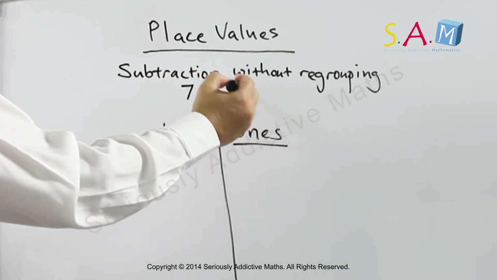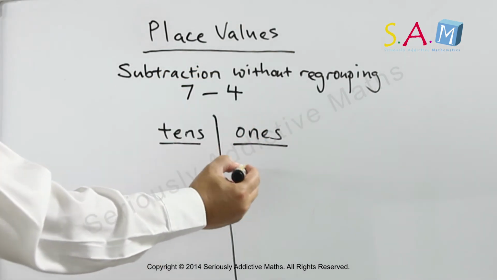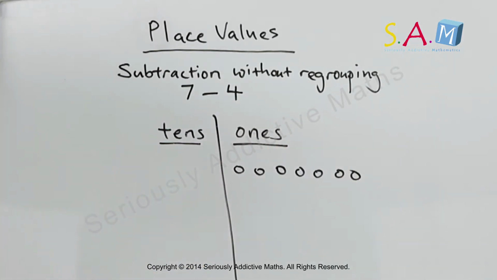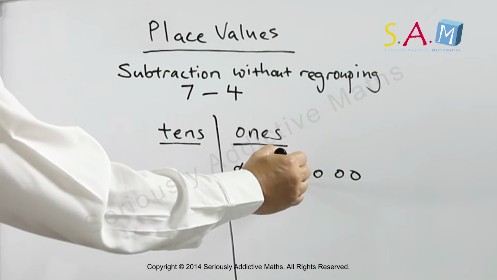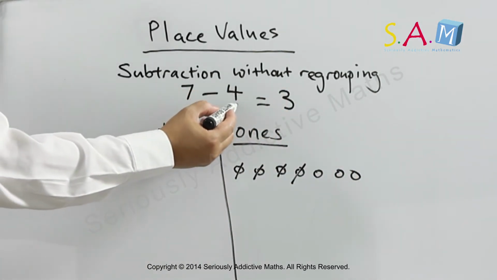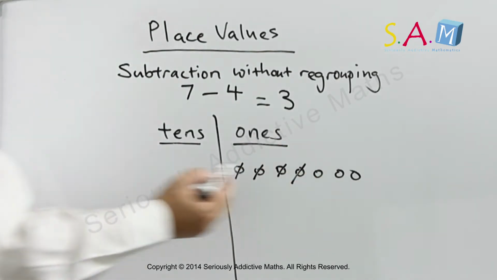7 take away 4. I have 7 ones. 1, 2, 3, 4, 5, 6, 7. I'm going to take away 1, 2, 3, 4. I will have 3 ones. So 7 ones, take away 4 ones is 3 ones.